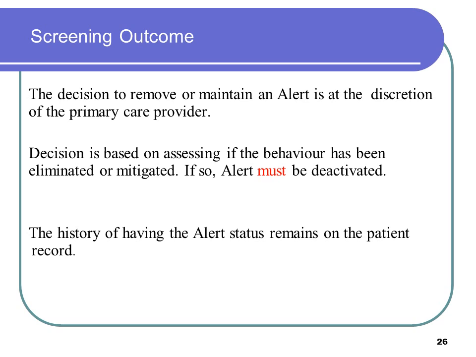The decision to remove or maintain an alert is at the discretion of the primary care providers. With respect to personal care home, that's going to be a team approach. It's not one person that's going to make that decision. It's the nursing team. The decision is based on assessing if the behavior has been eliminated or mitigated. If so, the alert must be deactivated. The history of having the alert status remains on the resident's record. Any initial screen or rescreening and all the documentation associated with those two items are always a part of the resident's record and must be maintained.